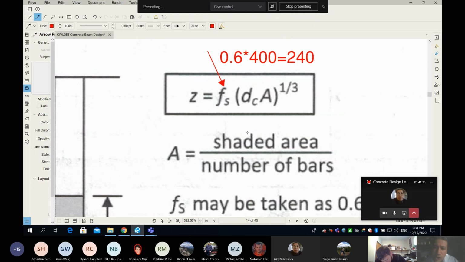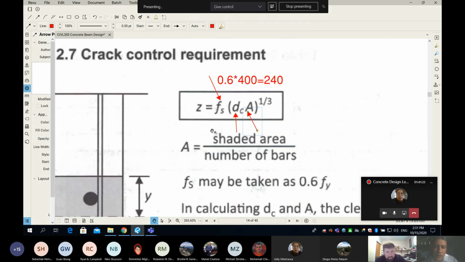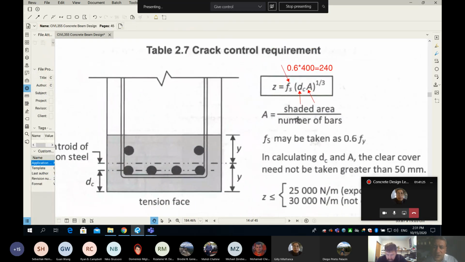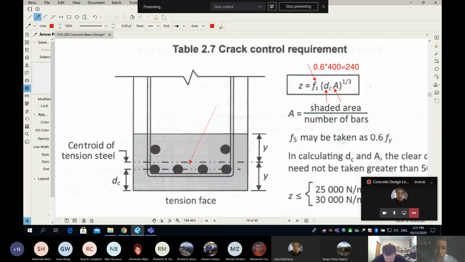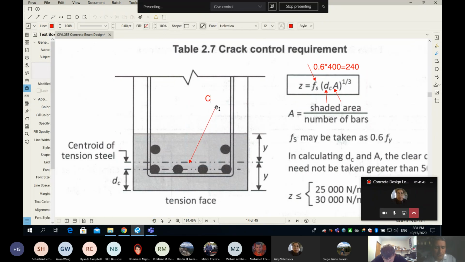So now all I have to do is show you what Dc is and what A is. Let's go one by one. Number one, A. What is A? You can see the definition here. A is the shaded area divided by the number of bars. Capital A is the shaded area, which is the area surrounding the flexure bars, divided by the number of bars. So what you have to do is find the centroid. This is the centroid, the CG.